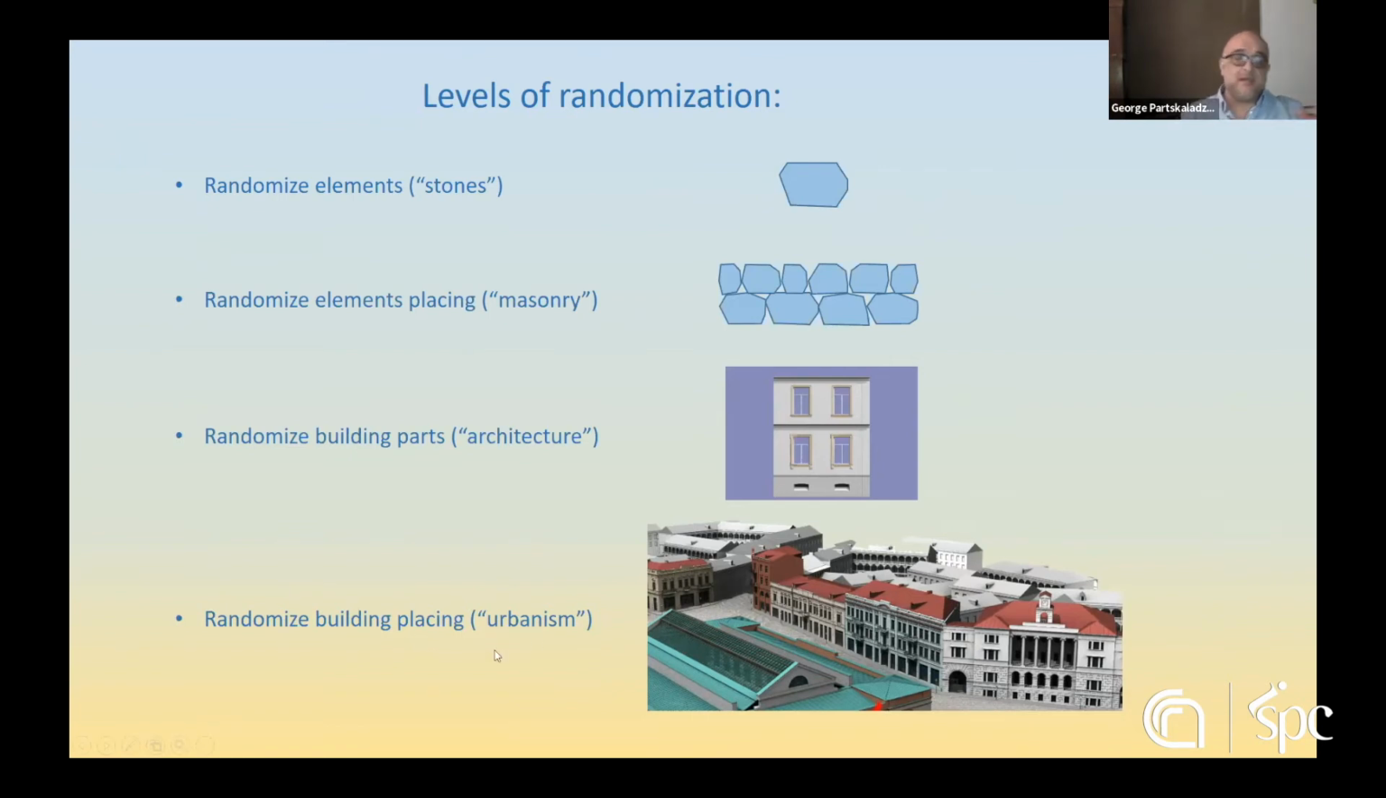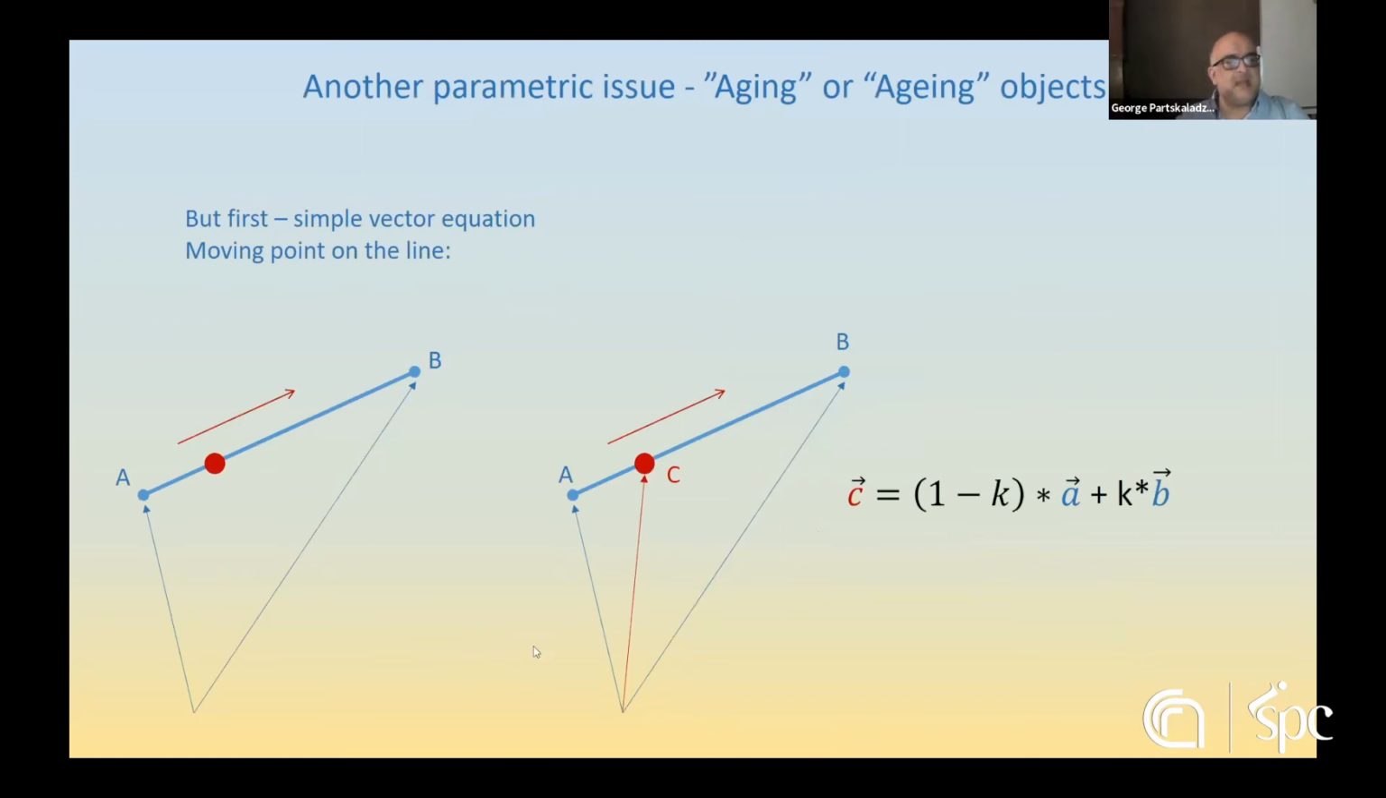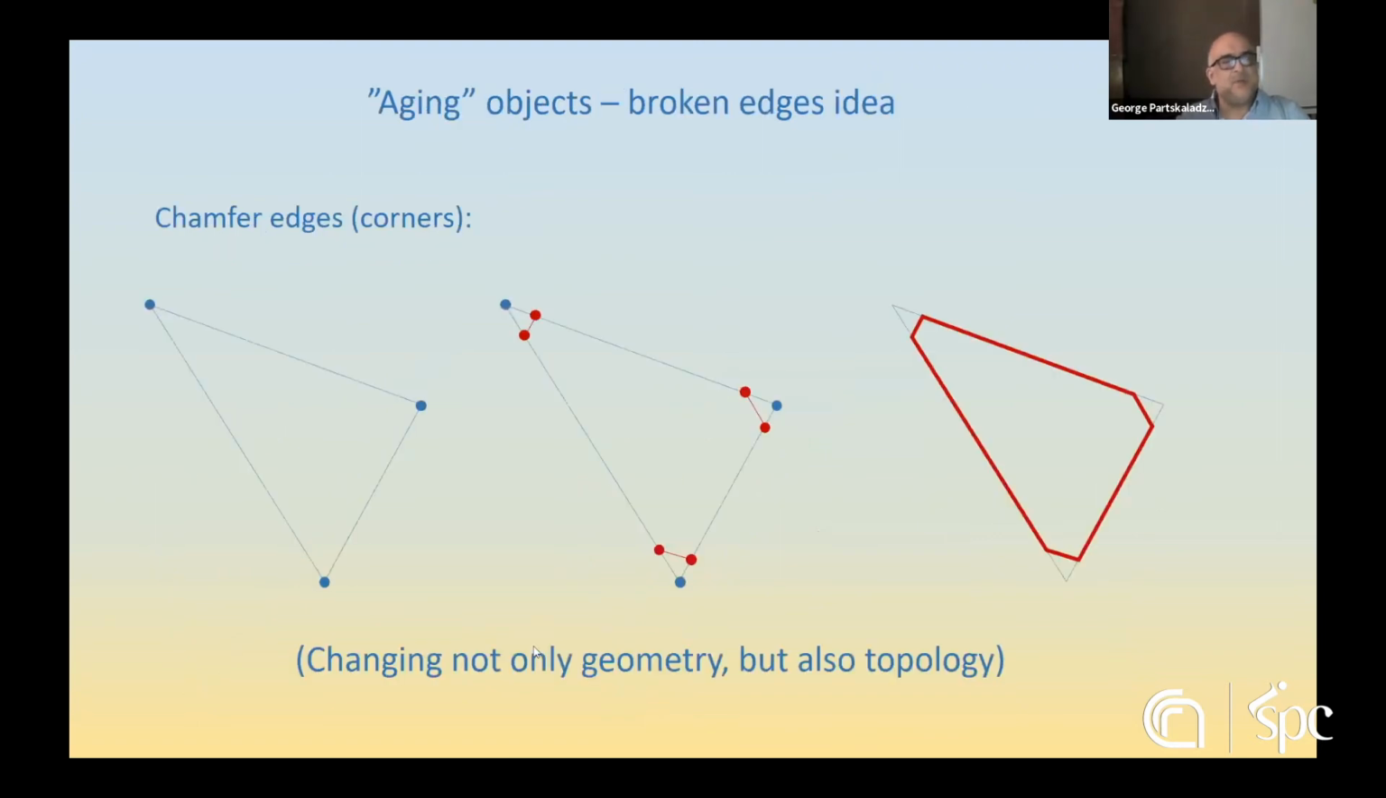So you can give the plan of the town, or of course a part of it, or some street, and the program will automatically place buildings with various dimensions on it. Okay, here is some mathematics. We don't need it. Aging objects.